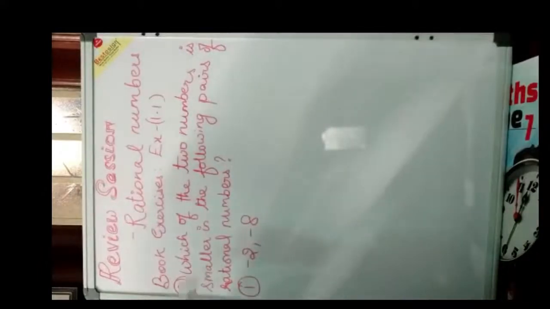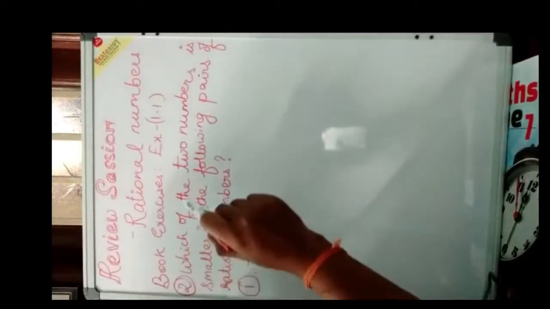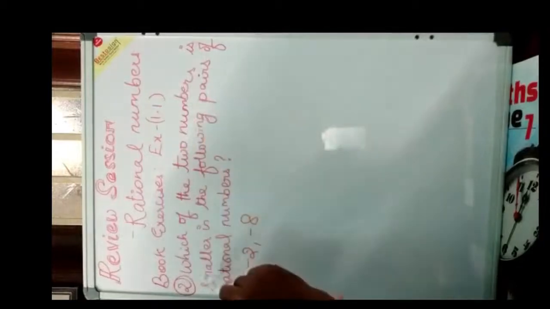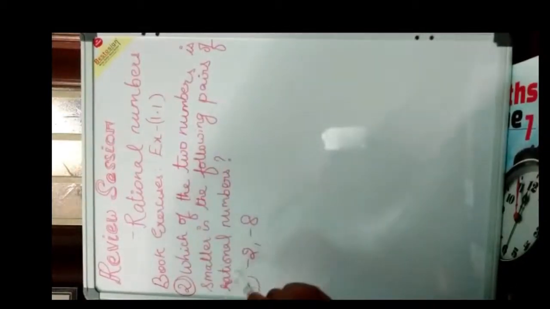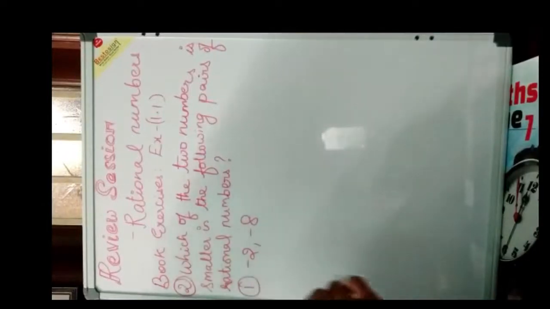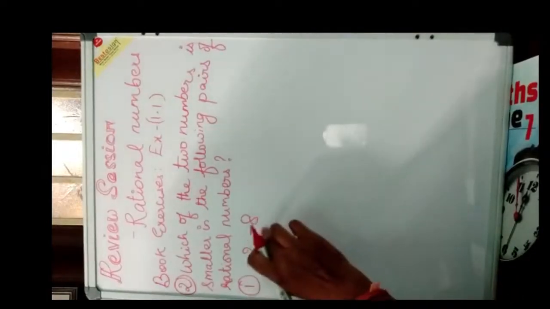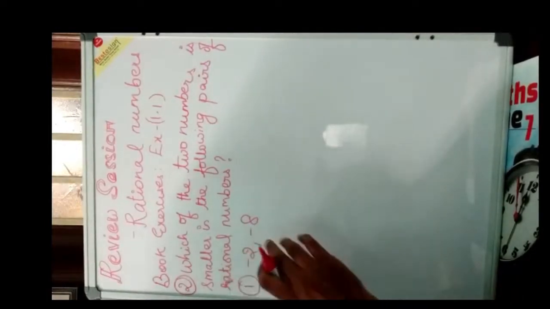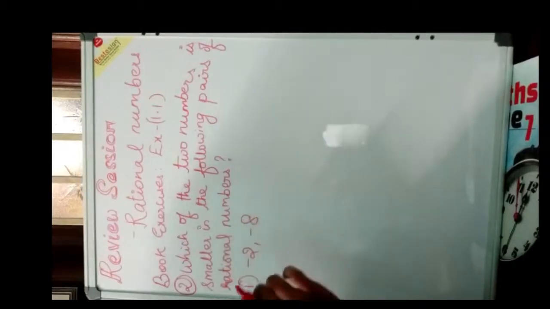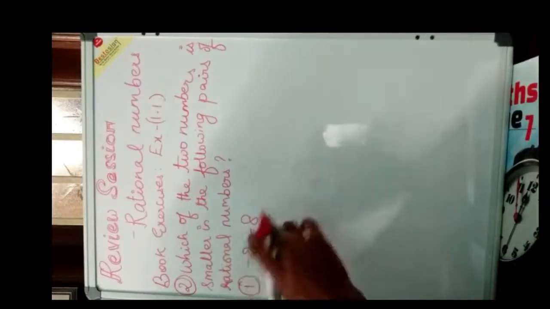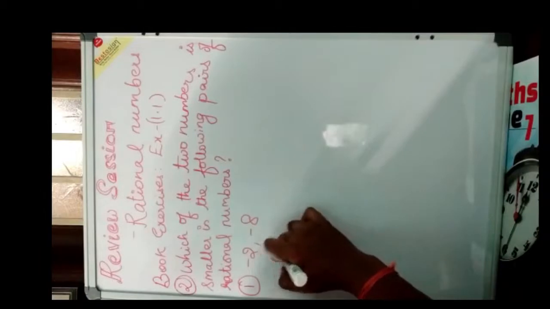So we are going to see the next sum. Which of the two numbers is smaller in the following pairs of rational numbers? Here we are going to see the smaller number. In the previous sum we were seeing which one is greater. Here both the numbers are negative numbers without fractions, just rational numbers without p by q form. So we need to convert them into standard form.